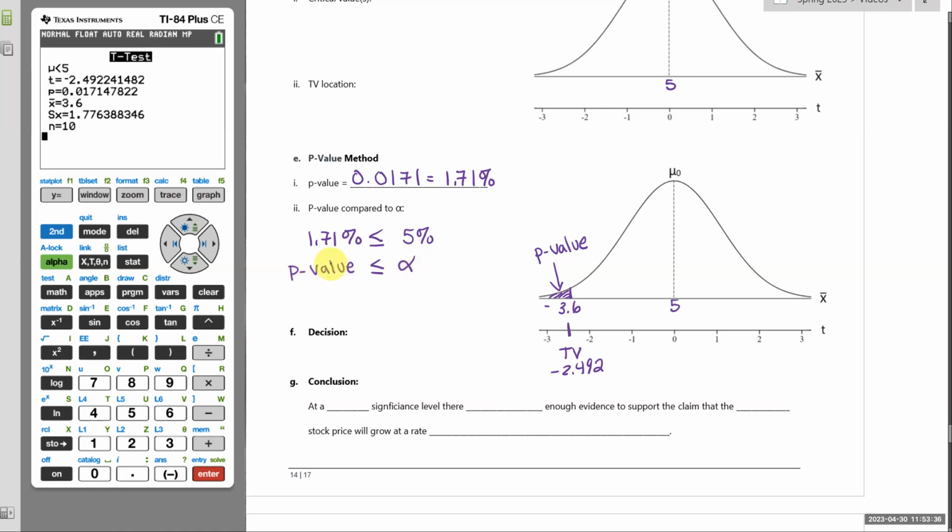And we know that when our p-value is low, we let the null go. So when your p-value is lower than your alpha, you let the null go. So we do have evidence enough to reject our null hypothesis.